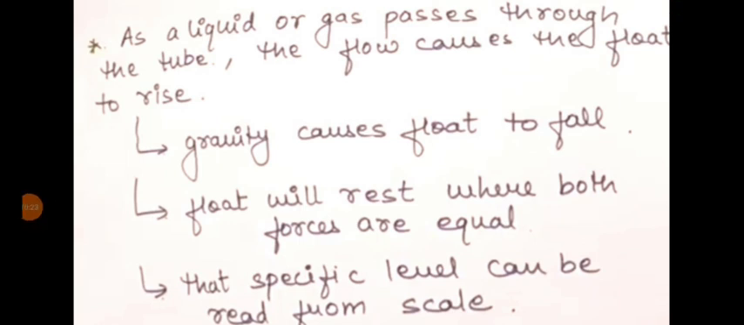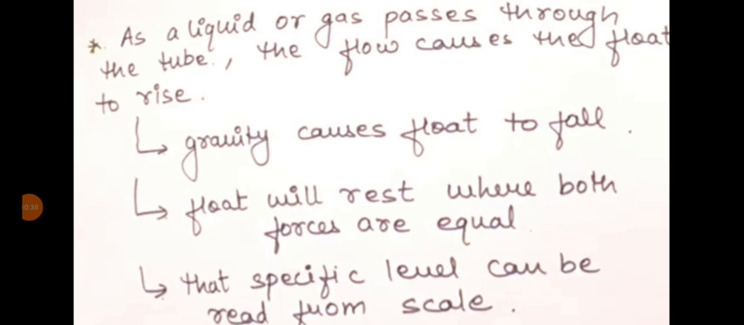Due to the upward buoyancy forces, the float will move in the upward direction. Due to gravity, it will be pulled down. Gravity causes the float to fall. So when the float is in equilibrium, it will rest where the two forces are equal.